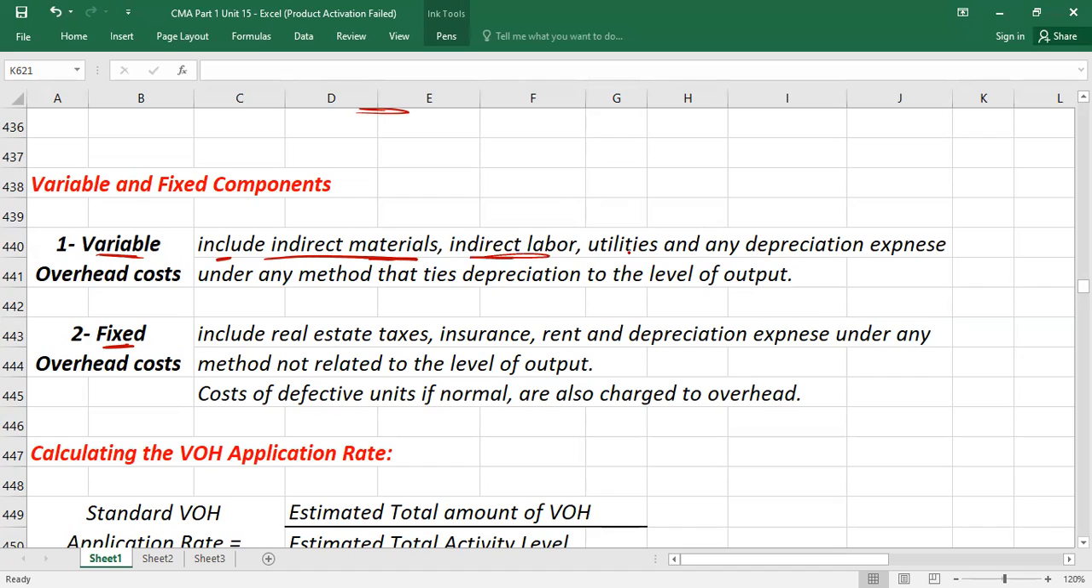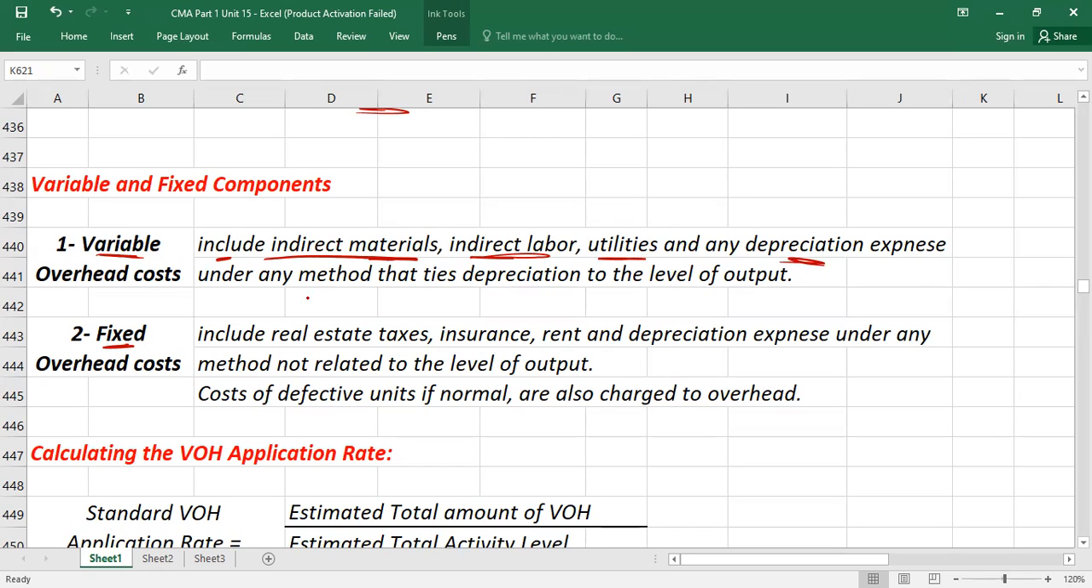Same here, indirect labor. Indirect labor is also your variable overhead. Right or wrong? Obviously, if you manufacture more products, maybe you need more indirect labor. If you manufacture less product, maybe you need less indirect labor. Then maybe utilities, like bills. Obviously, if you operate more machines, you have to pay more electricity bill. If you operate fewer machines, you have to pay less electricity bill. So these are variable. And then depreciation expense.